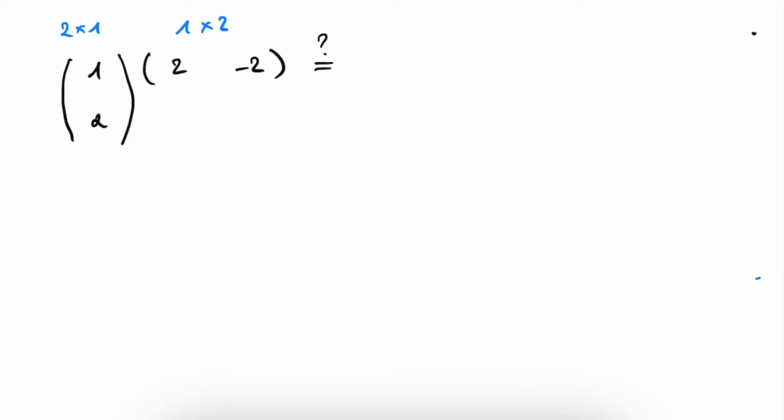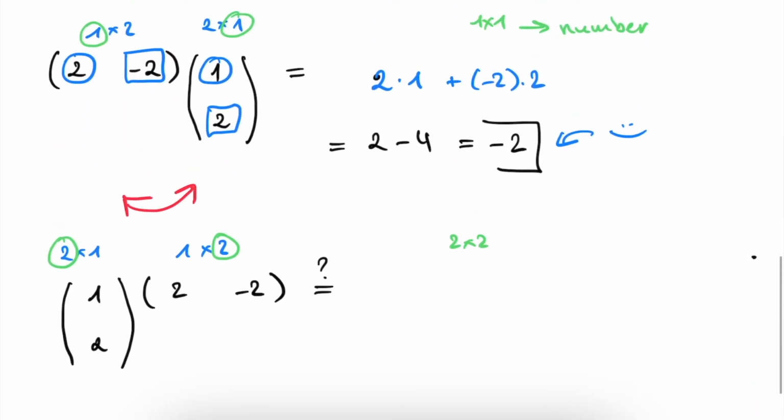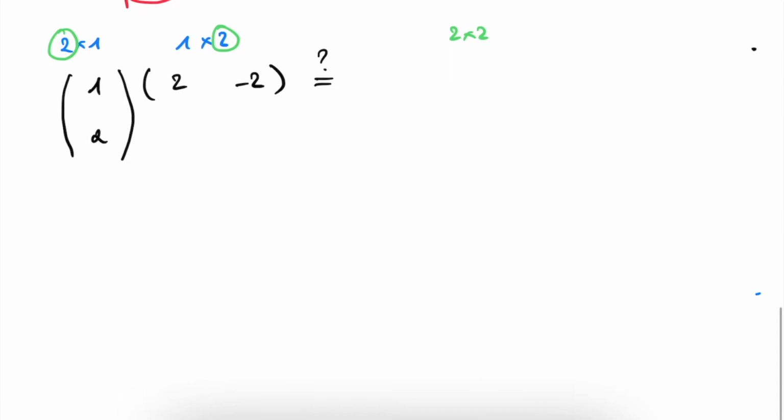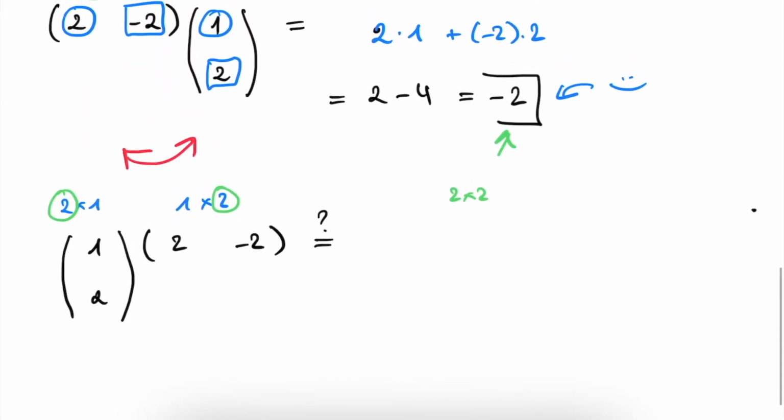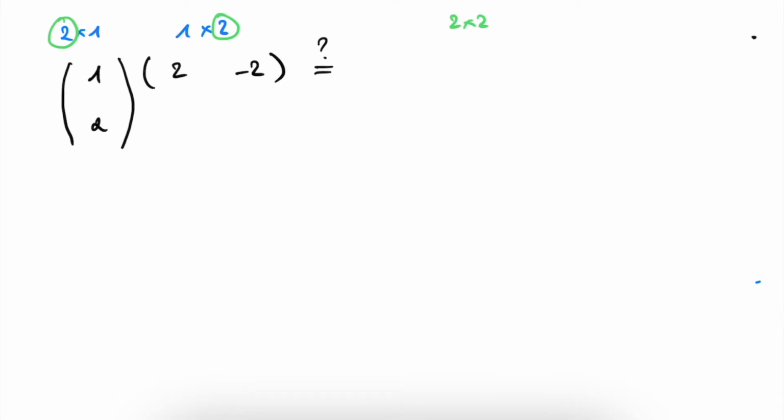Now, what will be the size of the resulting matrix? Well, it will be a 2 times 2 matrix. So we see from this already that the result will not be the same, because here we had a 1 times 1 matrix, so a number, but in this case, we'll be getting a 2 times 2 matrix. So the result of swapping these two matrices will be vastly different, which is something that we'll cover in one of the next exercises. So let's see what this becomes.